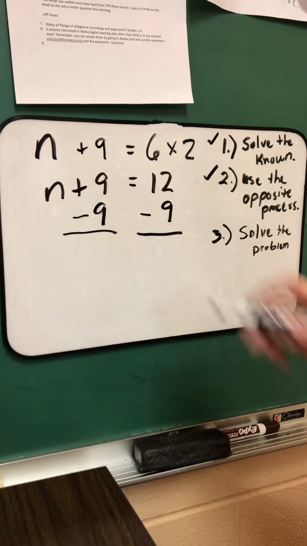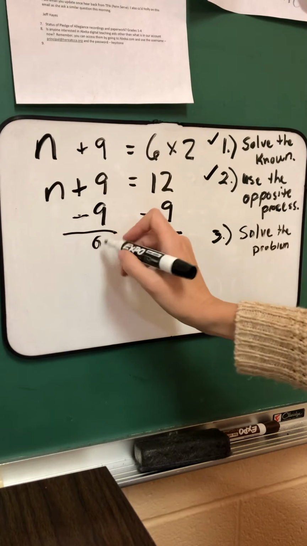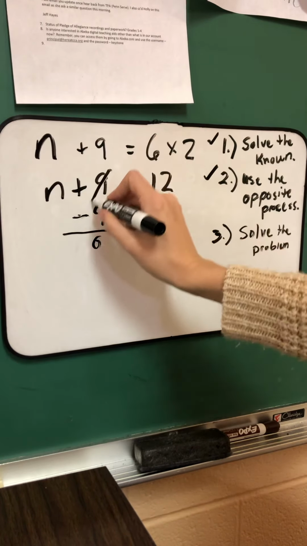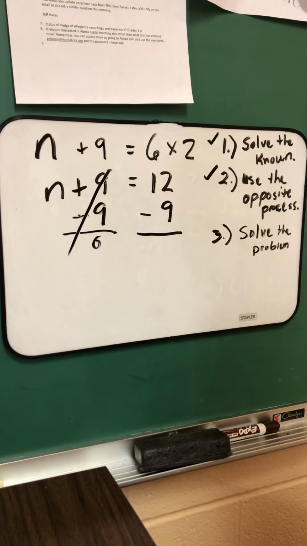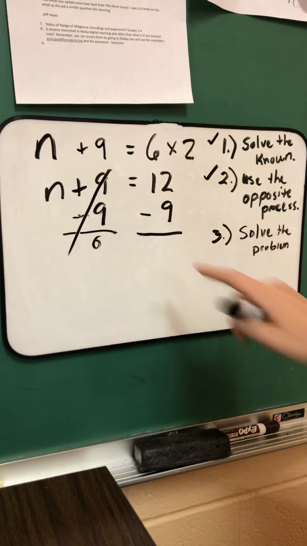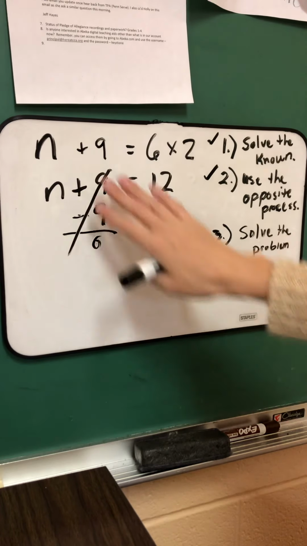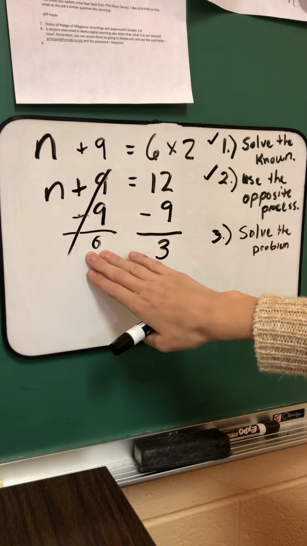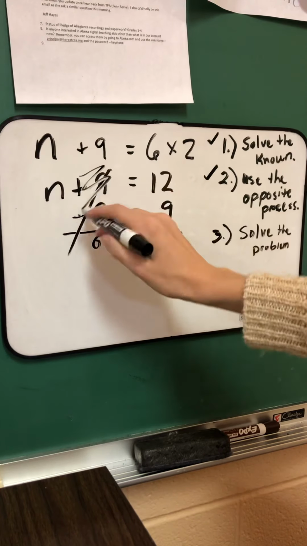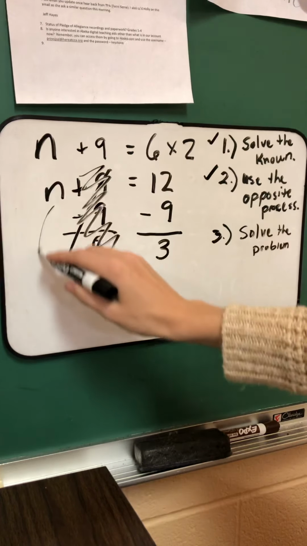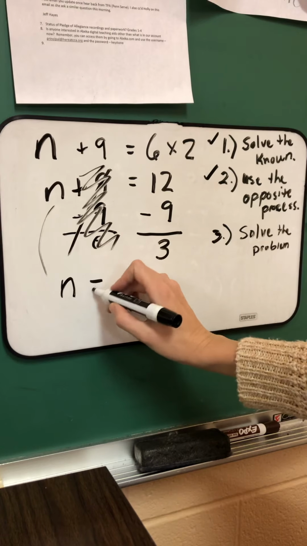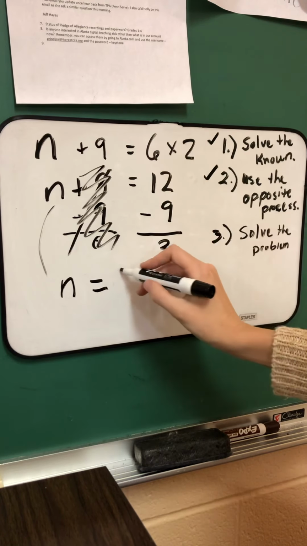Okay, so what is 9 minus 9? You guessed it, 0. So we can completely get rid of the 9s on this side. What's 12 minus 9? We can count forward, 9, 10, 11, 12. 3. So since the 9s are completely gone from this side of the equation, we now know that n equals 3.